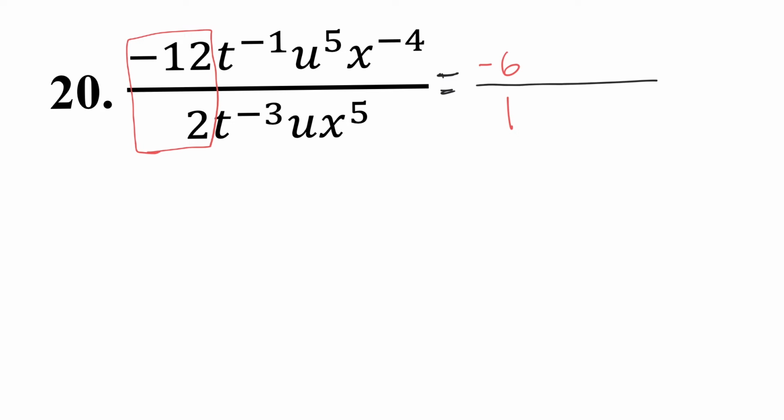Now the negative exponents, well, you're going to have to move those to the other side of the fraction to make the exponent positive. So I'm going to start with this t to the negative 1. That's going to go to the bottom of the fraction. So I'm going to move that to the bottom. The x to the negative 4, that's going to go to the bottom. And there's a t to the negative 3 on the bottom of the fraction. So that one is going to go to the top of the fraction. Everything else is going to stay where it's at.